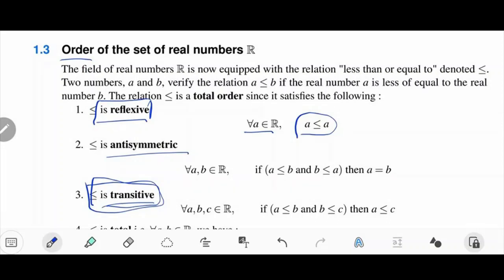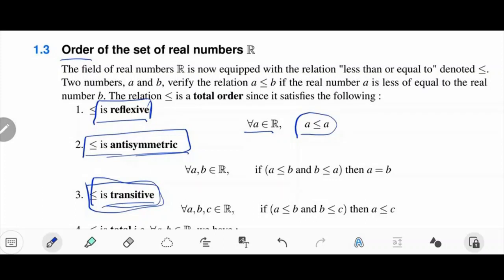Now, is the relation antisymmetric? Antisymmetric means that if we take two elements such that the first one is in relation with the second one, and the second one is in relation with the first one, then these two elements are the same.